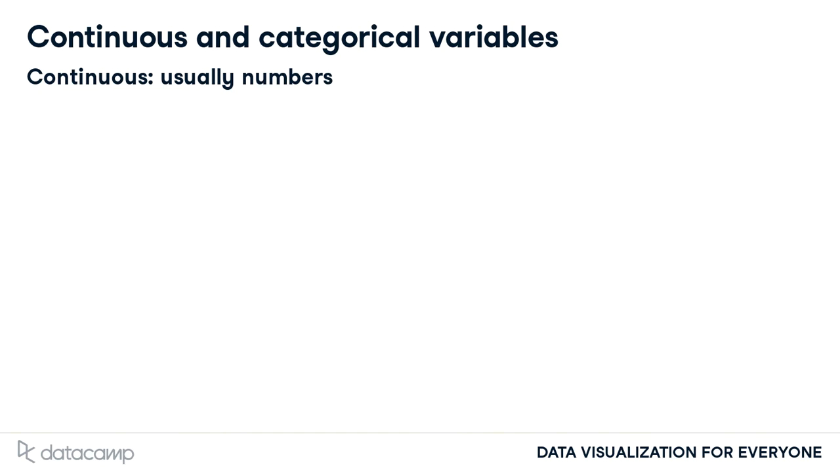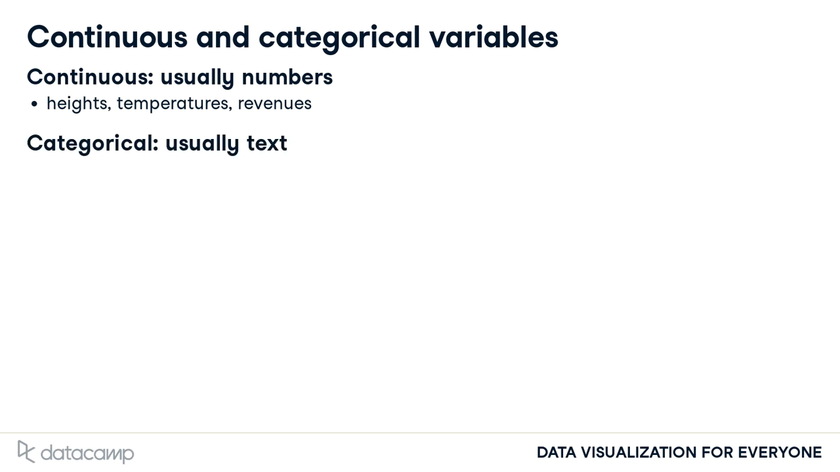Choosing a type of plot depends on whether your variables are continuous or categorical. Continuous variables are numbers such as heights, or temperatures, or revenues. You can do arithmetic on continuous variables, like adding two temperatures together. Categorical variables are things that can be classified and are usually written as text. They include eye color, which takes the categories blue, brown, and a few others. Other examples include country and industry, which have a longer list of categories.